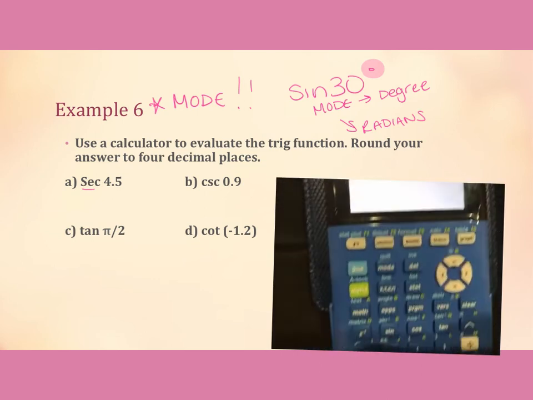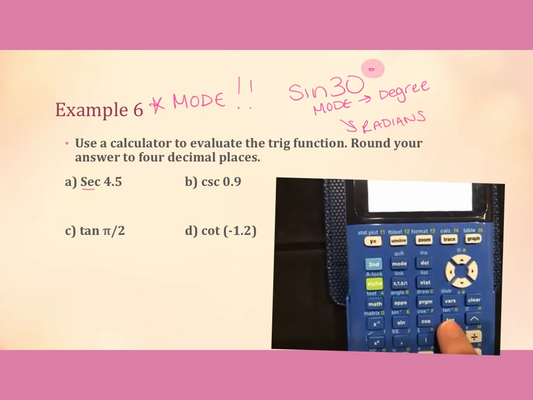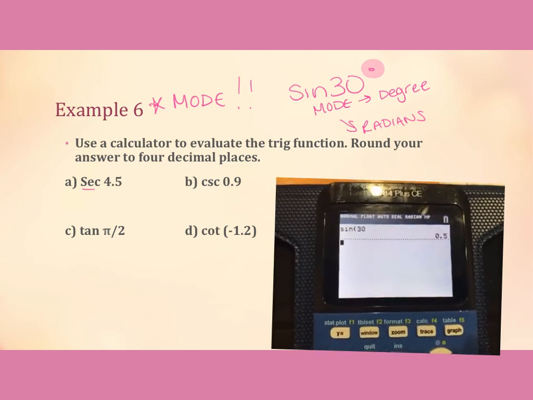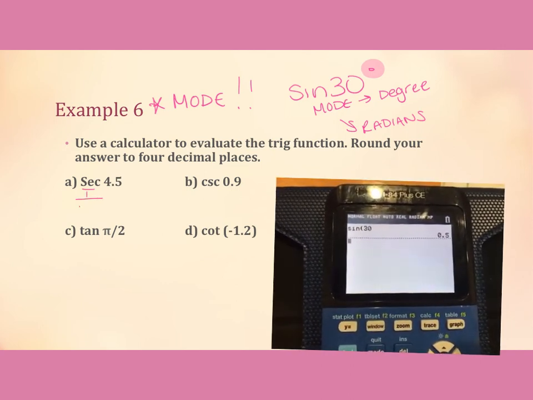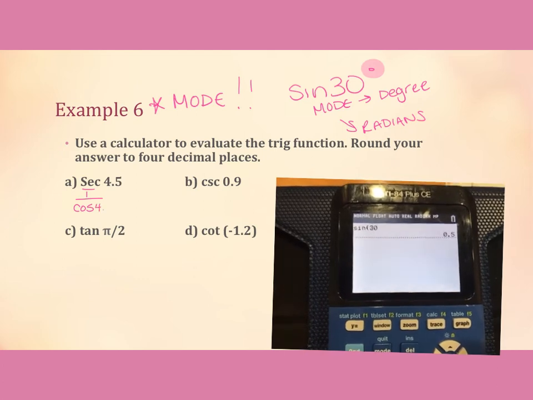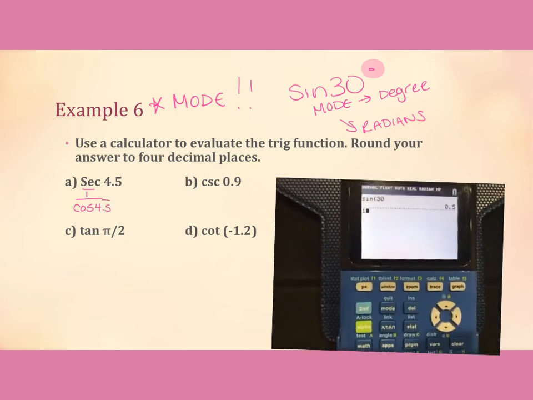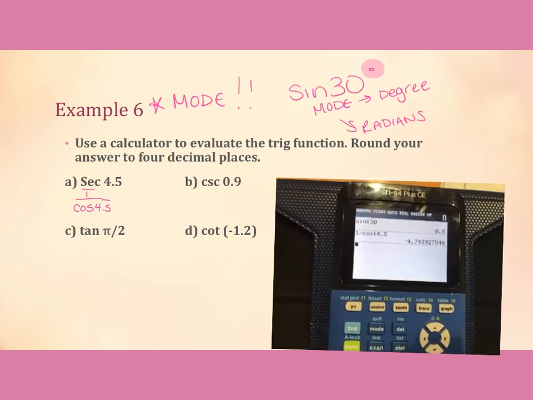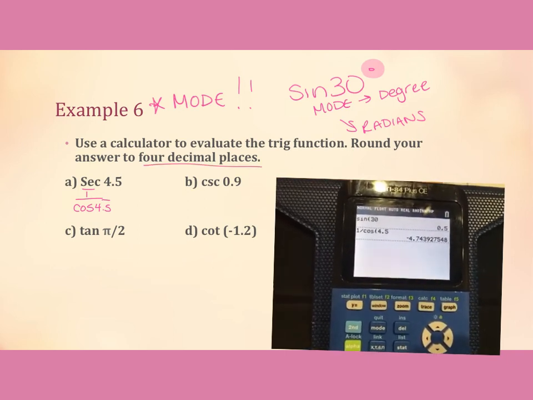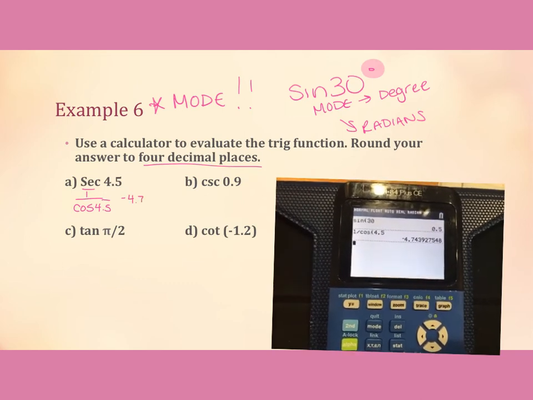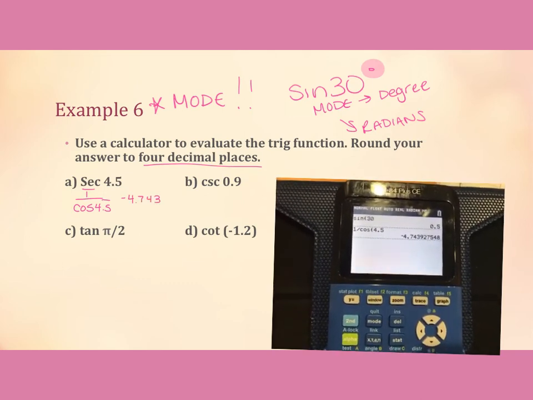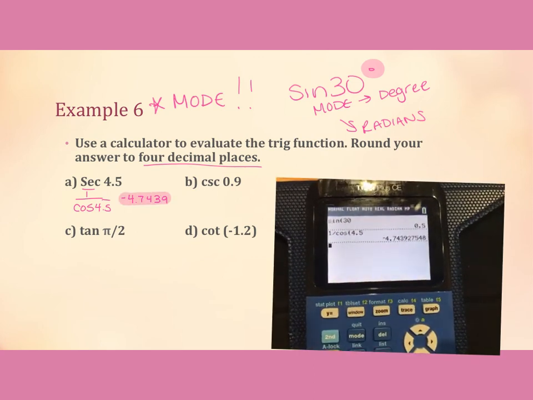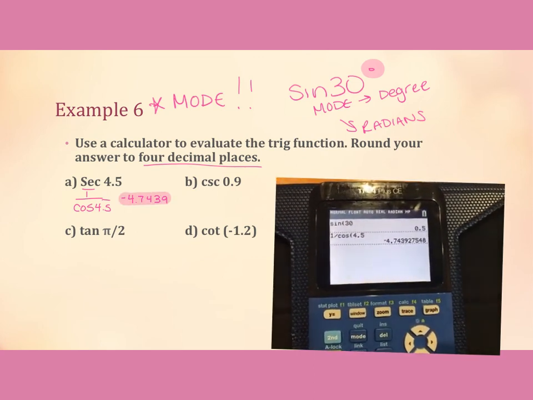Secant is not a button I have. I have sine, cosine, and tangent, but I don't have secant. But we just went over these reciprocal functions. Remember, secant is the same thing as 1 over cosine. So I'm going to do 1 divided by the cosine of 4.5. And I'm going to round it to 4 decimal places, which is negative 4.74392, so it stays as negative 4.7439.